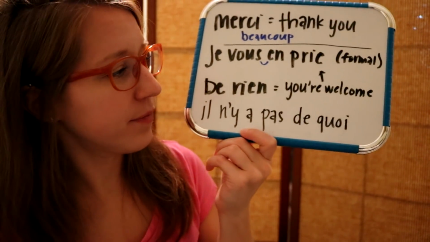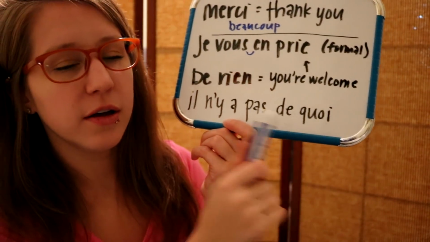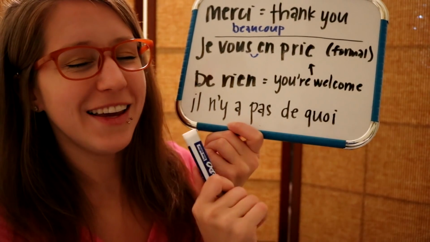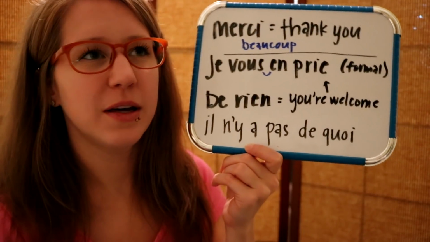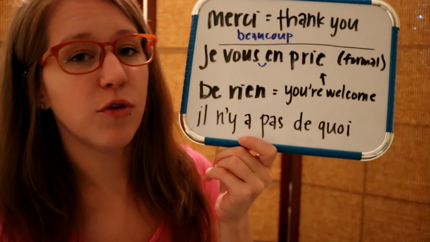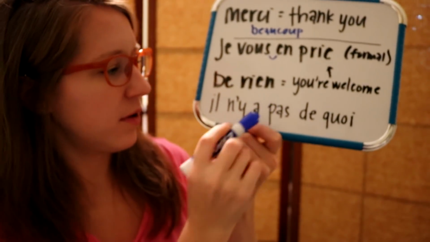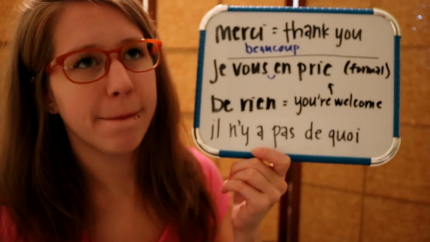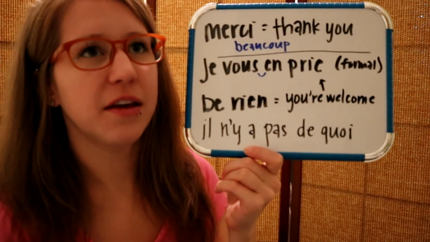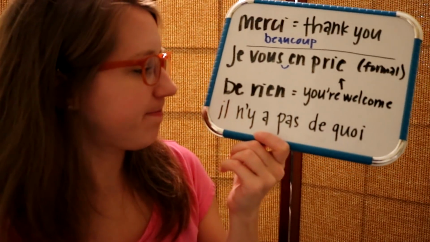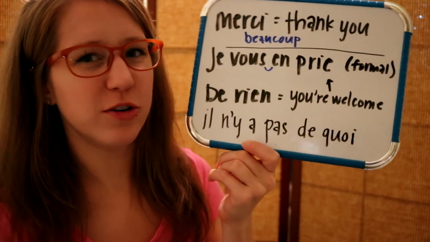De rien. You're welcome. And then there's il n'y a pas de quoi. Il n'y a pas de quoi. Which is kind of like saying there's not a problem. It's more informal. This is a negative structure. It's negating, like saying not. And we'll get into that probably maybe 1 or 2 lessons from now.